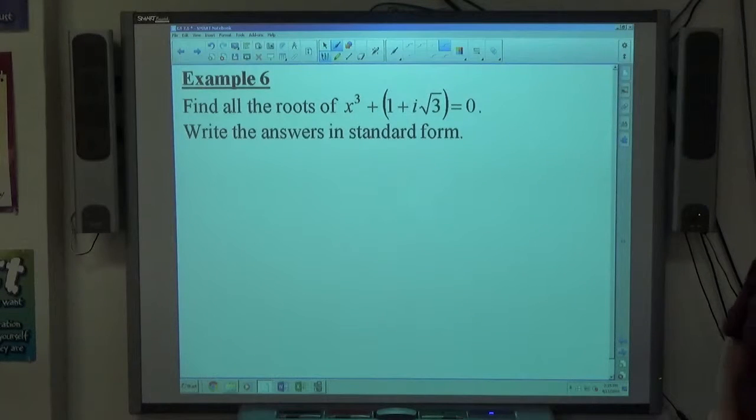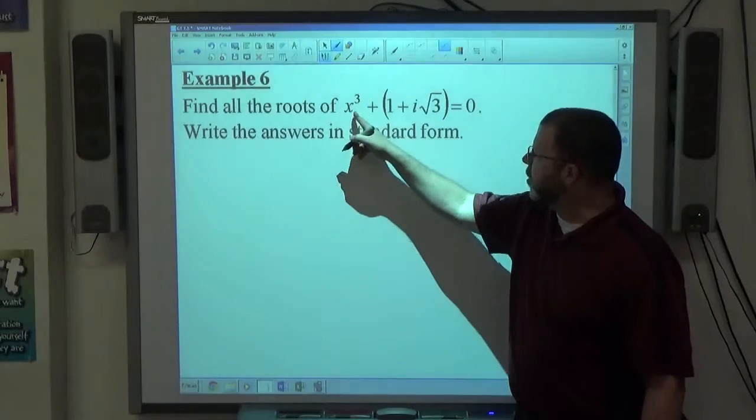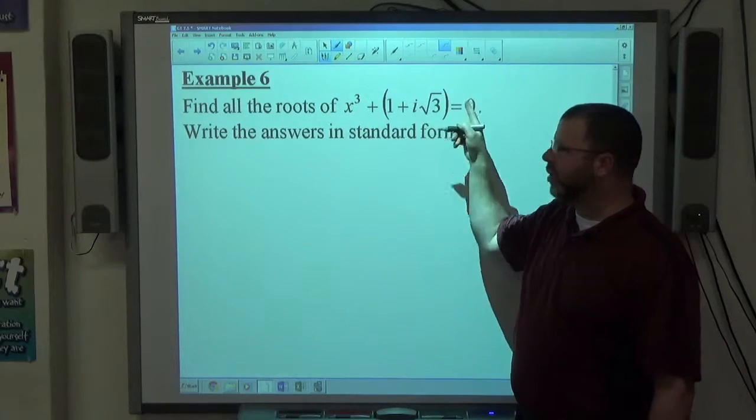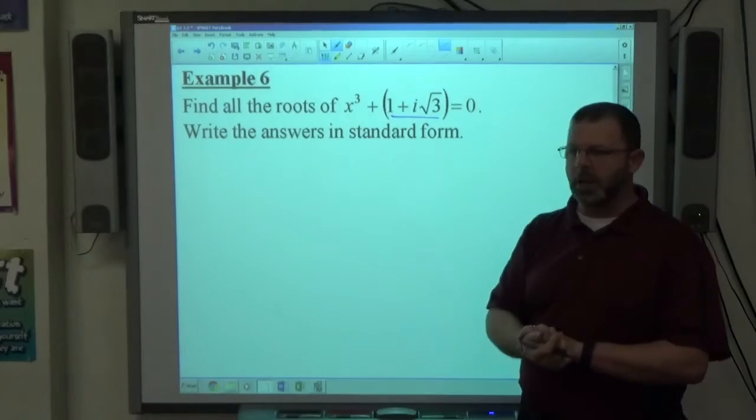Example 6, find all the roots of x cubed plus 1 plus i times the square root of 3 equals 0. Write the answers in standard form. So it's basically the same structure of problem. We have x cubed plus a number equals 0. This time the number is both a real and an imaginary piece, a complex number.